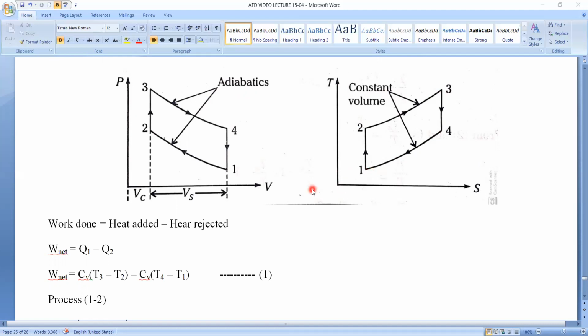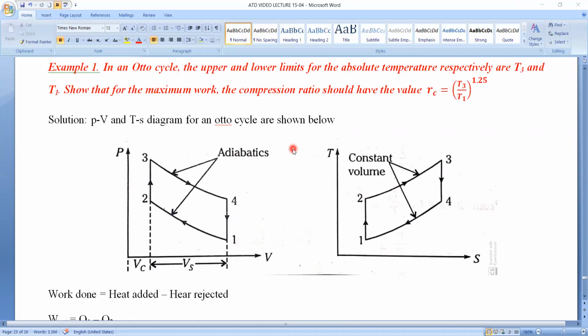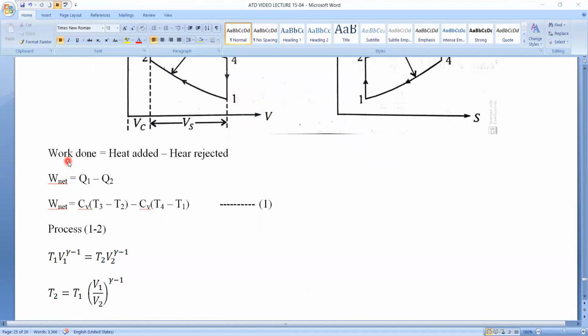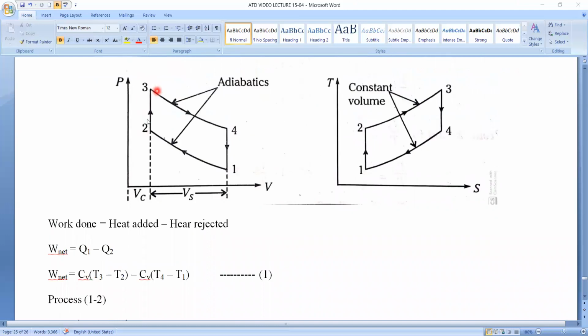Now he is asking us to show that for the maximum work. We know that the general equation for work done is the difference between heat added and heat rejected. So W net equals Q1 minus Q2. Q1 is the heat addition. Heat is being added at constant volume during the process 2 to 3. Therefore we have the expression with capital CV. The capital CV stands for heat capacity at constant volume.